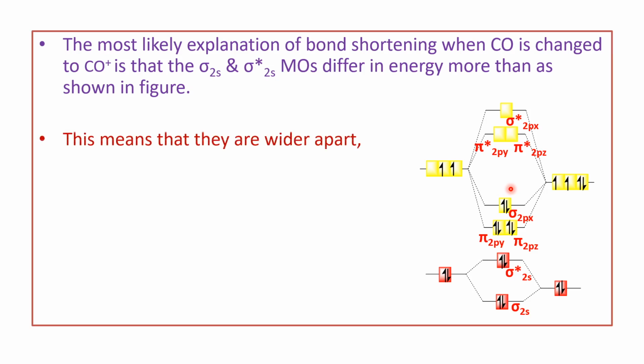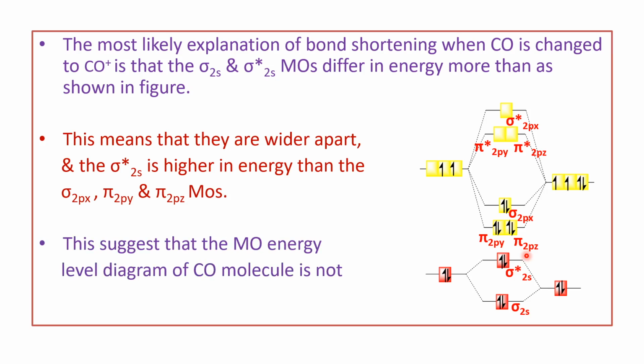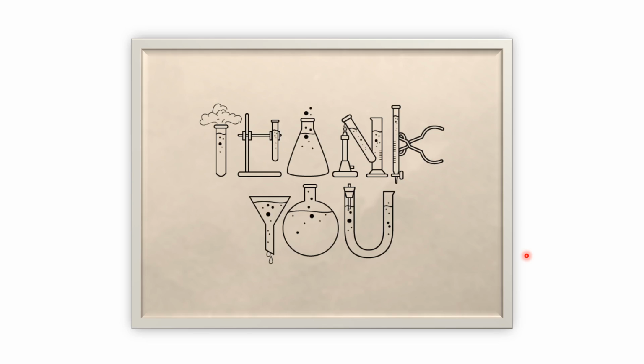That means over here. This means that the sigma 2s and the sigma asterisk 2s are wider apart, and the sigma asterisk 2s is higher in energy than the sigma 2px, pi 2py and pi 2pz. This suggests that the MO energy level diagram of the CO molecule is not fully correct. So this is regarding the MO energy level diagram of the CO molecule. This indicates that it is a heteronuclear molecule in which we have studied the formation of the CO plus ion, and this also explains the drawback of the MO theory.